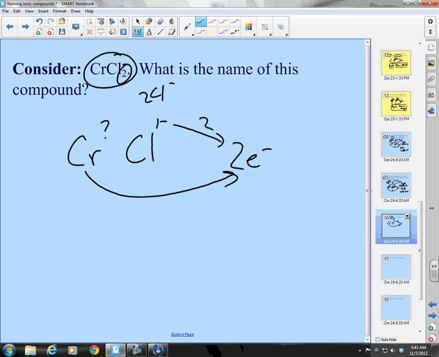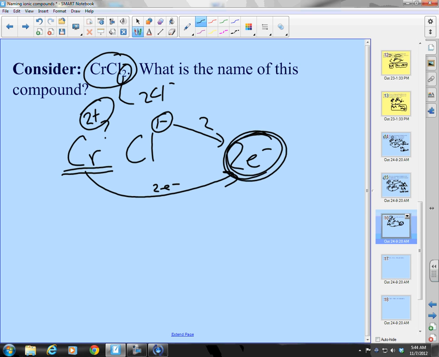So what if 2 electrons are lost from my chromium, then what is the charge of my chromium? It is 2+. You guys follow how I did that? Each chlorine takes 1 electron, and I have 2 chlorines, so that means 2 electrons have to be available. And where do those electrons come from? They come from my 1 chromium. And if 1 chromium loses 2 electrons, then it gains a charge of +2. So that means I have what?